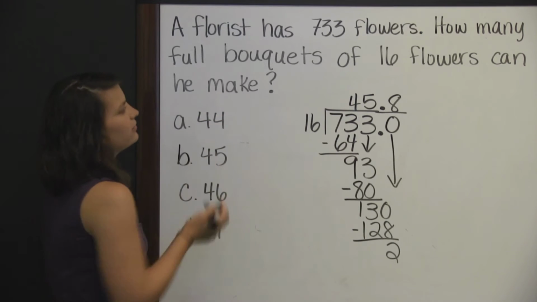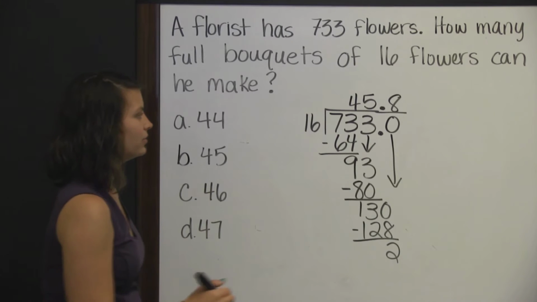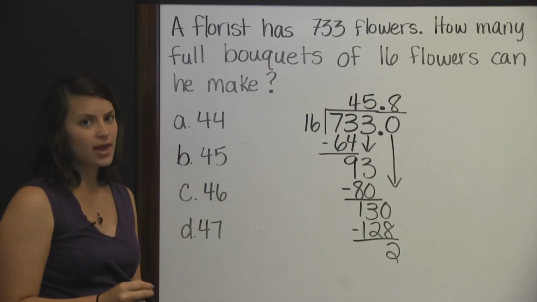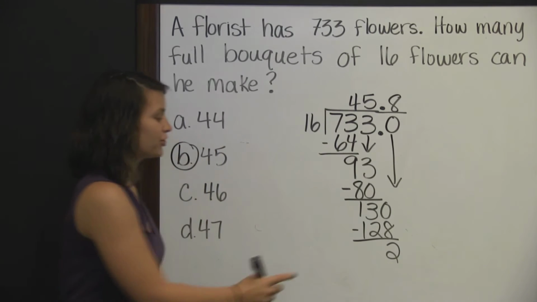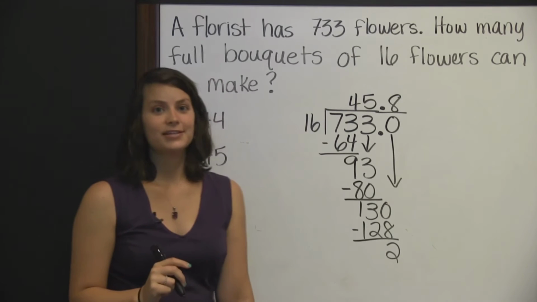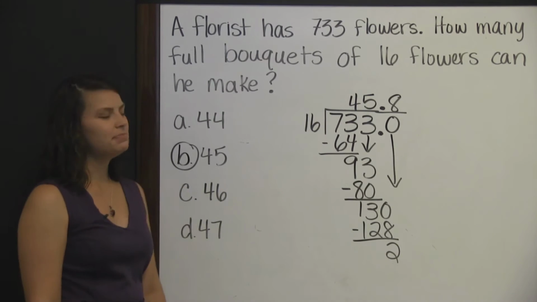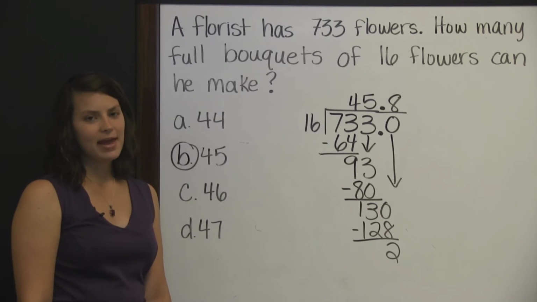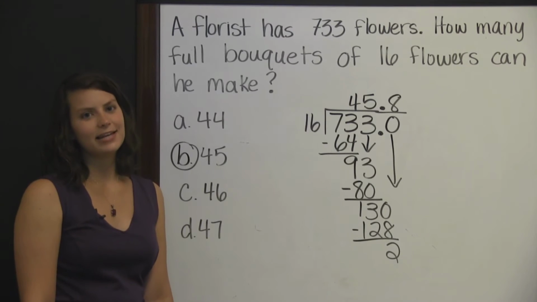We were asked how many full bouquets could be made out of 733 flowers, and we found it. You can make 45 full bouquets with some flowers left over. Actually, 13 flowers is what would be left over, or 8/10. So our answer is B. 45 full bouquets of flowers can be made out of the 733 flowers using 16 in each bouquet.